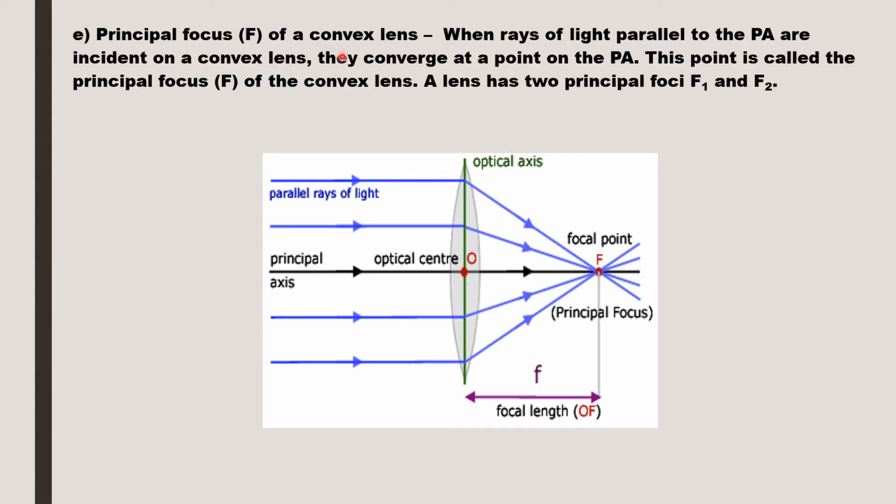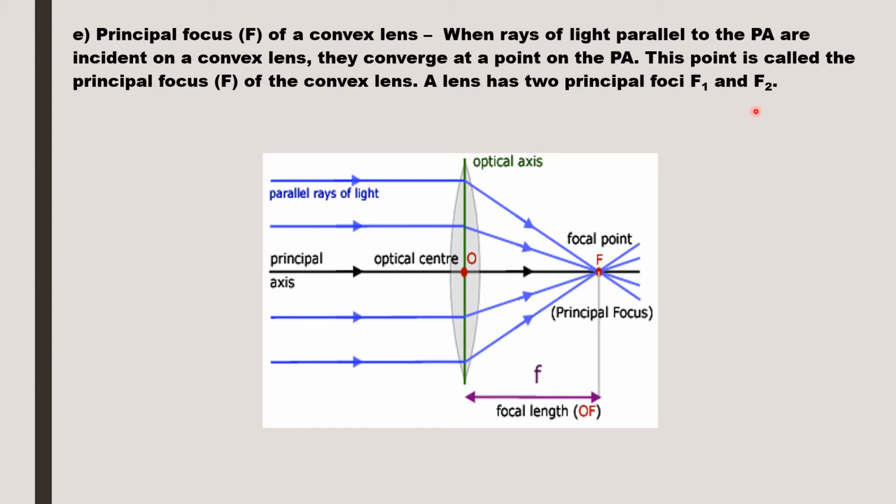Define principal focus of a convex lens. So this is a convex lens. These are the incident rays of light which are parallel to the principal axis and are incident on the convex lens. After refraction, all these rays of light converge at a point on the principal axis. This point is called the principal focus of a convex lens. So when rays of light parallel to the principal axis are incident on a convex lens, they converge at a point on the principal axis. This point is called the principal focus of a convex lens.